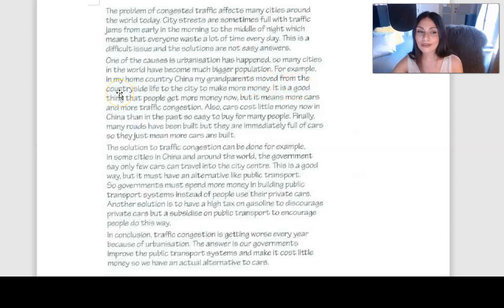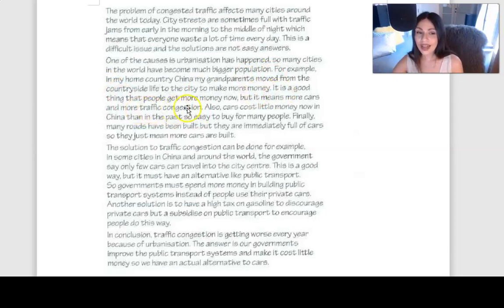"For example, in my home country, China, my grandparents moved from the countryside life to the city to make more money." Pretty clear sentence. To make more money. I don't think I would have changed it so much over there. There's not much you can change.